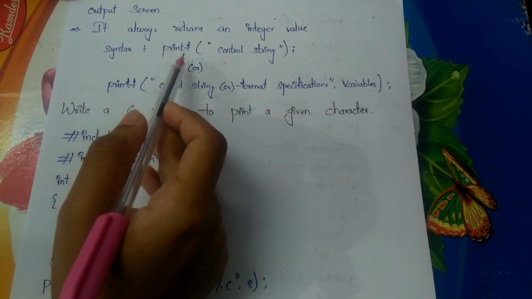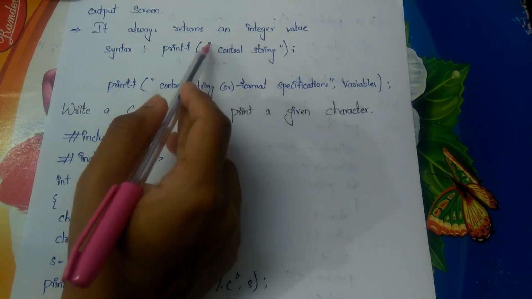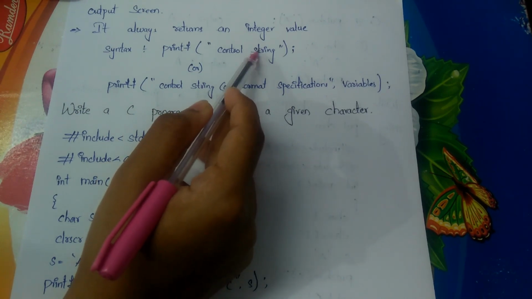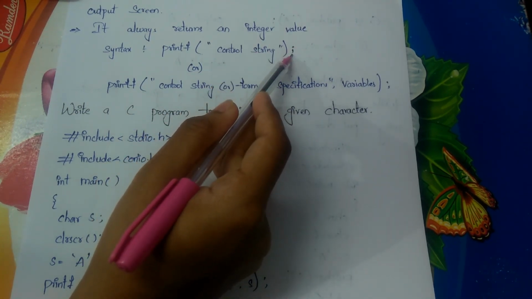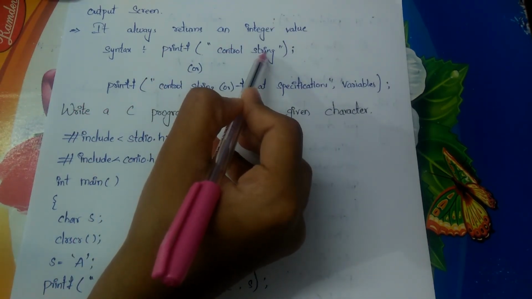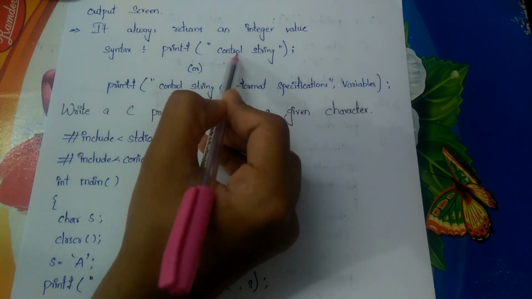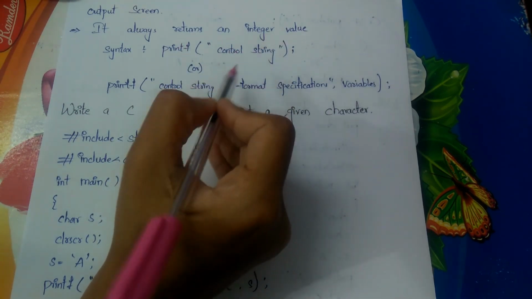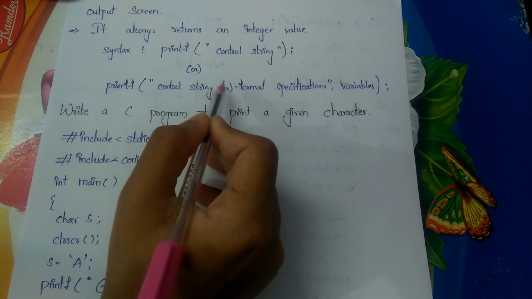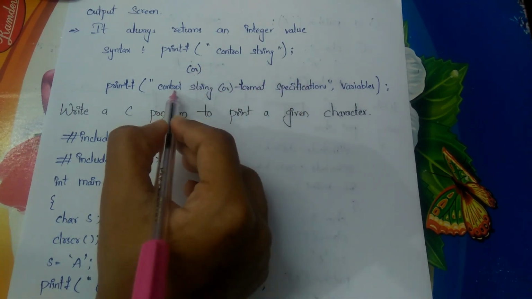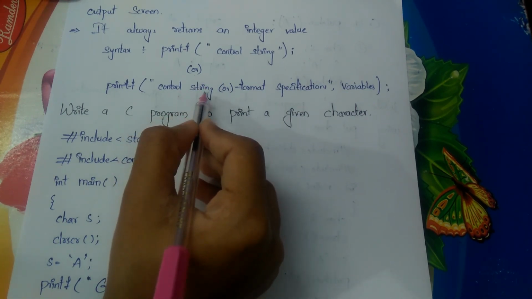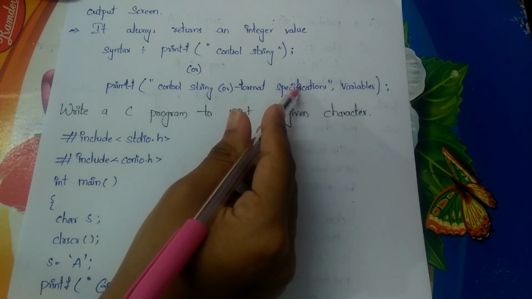So the syntax is printf and an open brace, and within the double quotes we write some statement, for example a control string, and end with a semicolon. So when we write a statement in a program, it prints the control string, because we want to display the control string on the output screen. The second syntax is printf with the control string or format specification. String is a collection of characters, so we can mention any string, or we can also use the format specification.